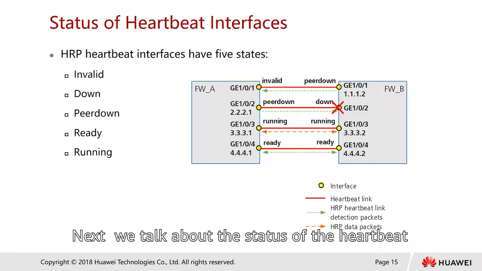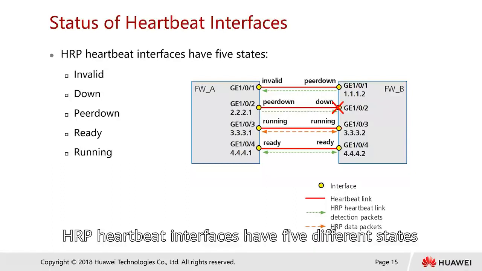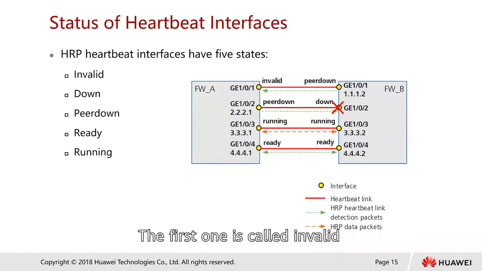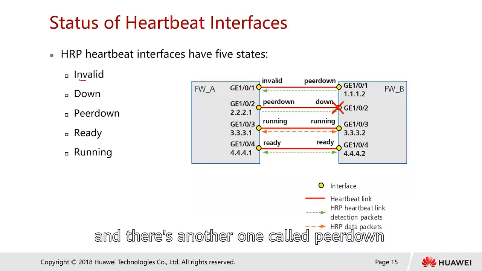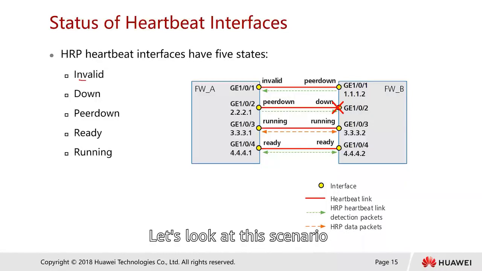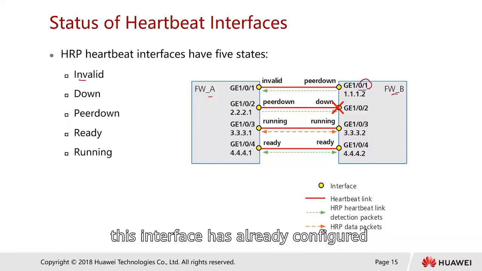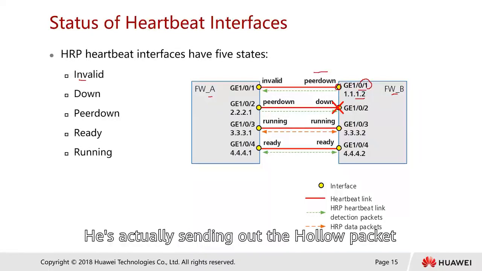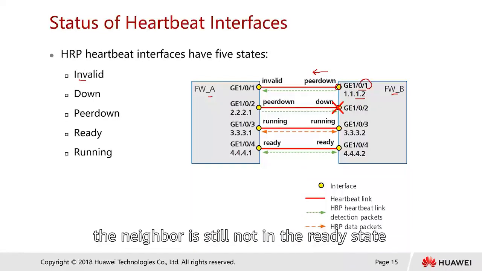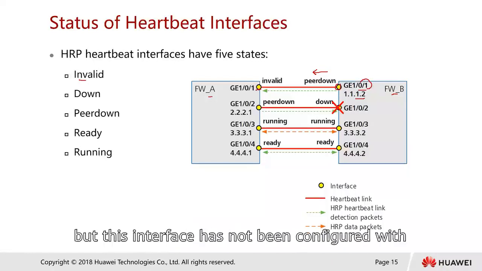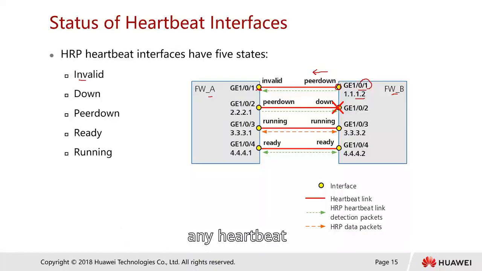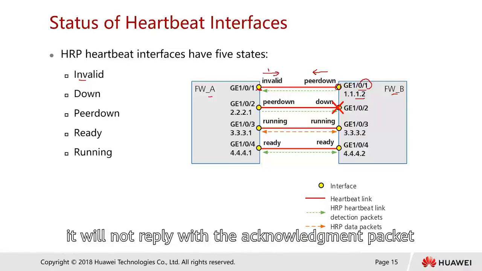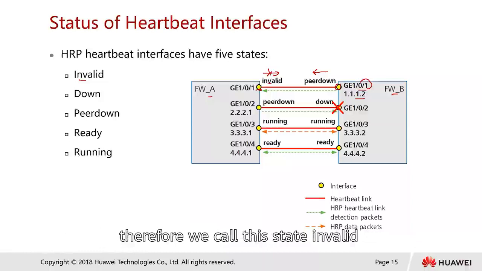Next we talk about the status of the heartbeat. HRP heartbeat interfaces have 5 different states. The first one is called invalid, and another is called peer down. Let's look at this scenario between firewall A and firewall B. Firewall B's interface has been configured properly with the IP address, so it is good to go and is sending out the hello packet. But unfortunately, the neighbor is still not in the ready state. The physical status could be up, but this interface has not been configured with any HRP heartbeat, so it will not reply with the acknowledgement packet, and therefore we call this state invalid.